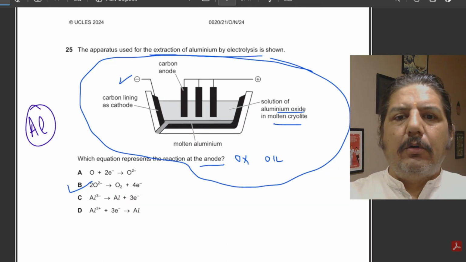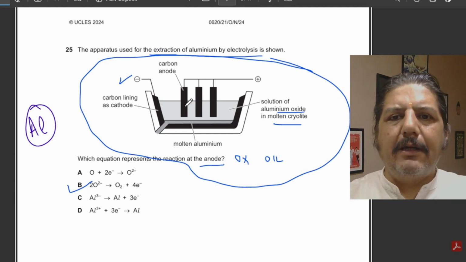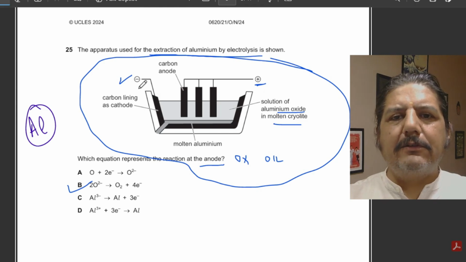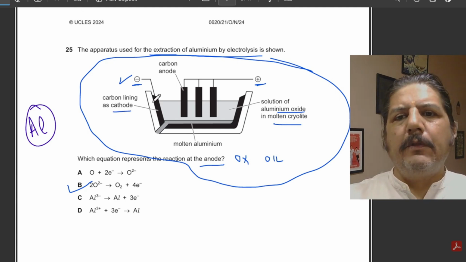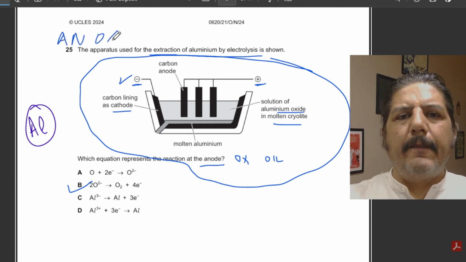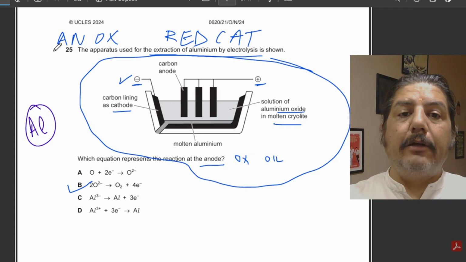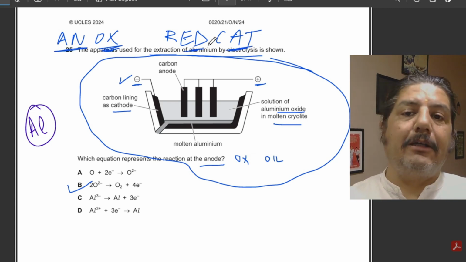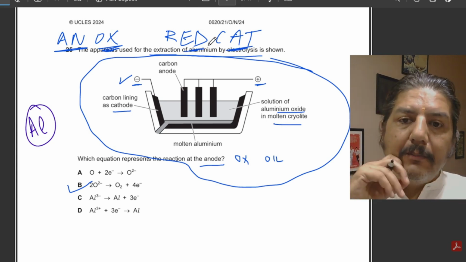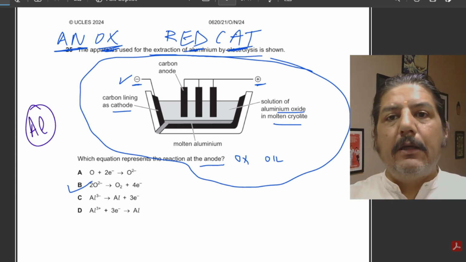The setup somehow looks like this. There are carbon anodes, and there is a carbon lining which acts as the cathode. So we know AnOx, RedCat. So at anode, oxidation will be taking place. At cathode, reduction will be taking place. Remember this, because there are mixed questions which are also asked.